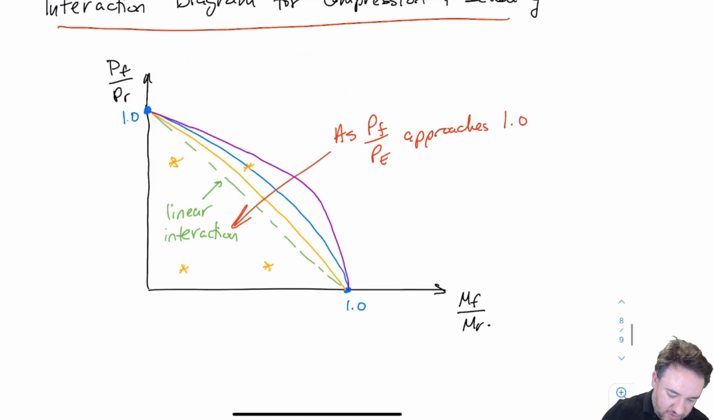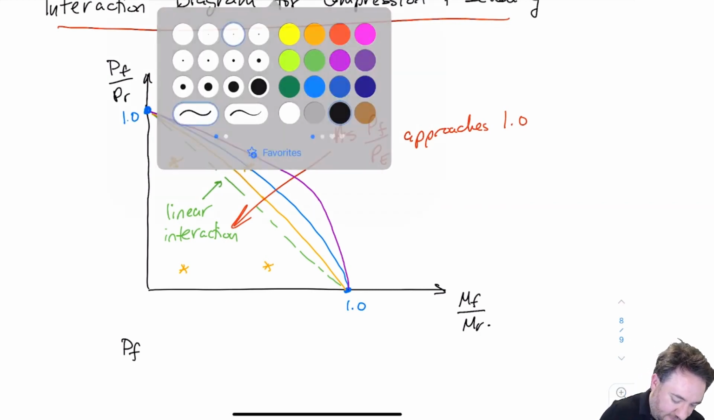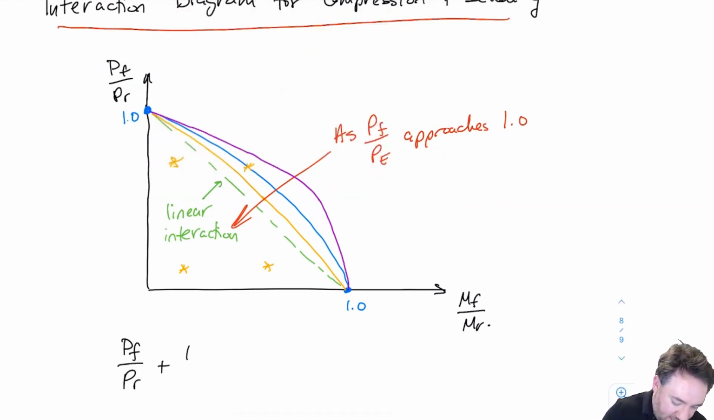Okay, so that means that, if I end up with this dot here, what's happening? That means that my PF over PR plus MF over MR can actually be greater than 1.